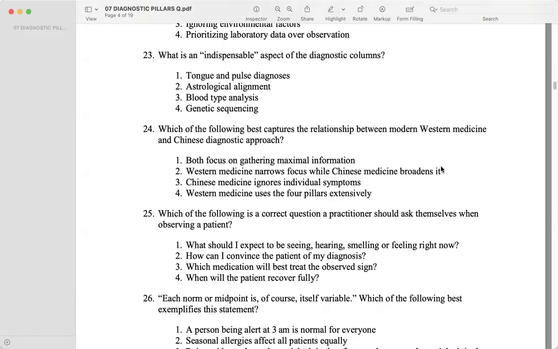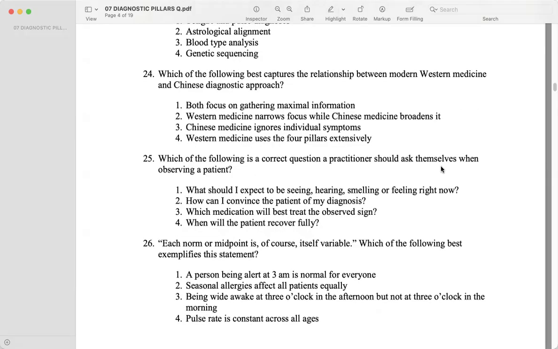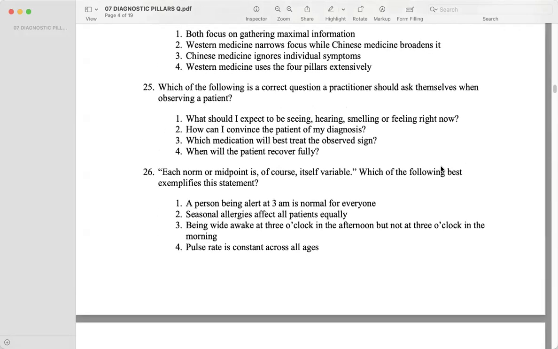Which of the following best captures the relationship between modern Western medicine and the Chinese diagnostic approach? Western medicine narrows focus while Chinese medicine broadens it. Yes, number 2, correct. Which of the following is a correct question a practitioner should ask themselves when observing a patient? Number 1. What should I expect to be seeing, hearing, smelling, or feeling right now?